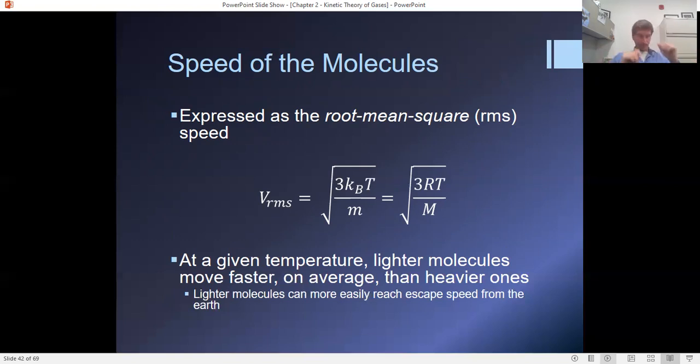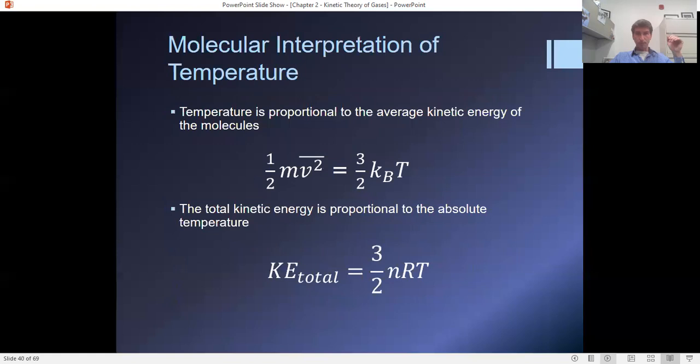So again, a few important things that we saw here. Newtonian mechanics leads us right to the ideal gas law. We also see that the speed of the molecules on average is very much related to the temperature. And of course, the temperature is very much proportional to the average kinetic energy. Those are the big takeaways from this section.